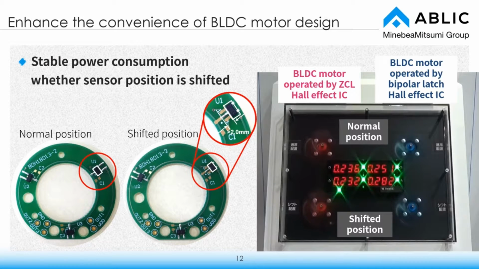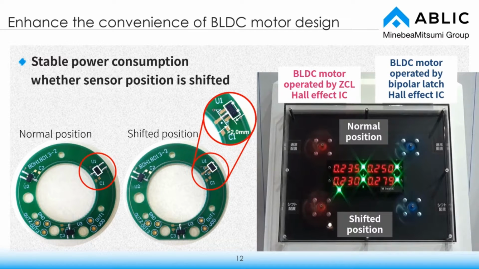Now, let's see what happens when you shift the sensor. This is an experiment to see how the power consumption of a brushless DC motor changes when only one sensor position is shifted. Normally, each sensor is placed on the same circumference, as in the left board. But in the right board, the sensor is shifted outward by about 2 mm from its normal position. Now take a look at the demo video on the right.